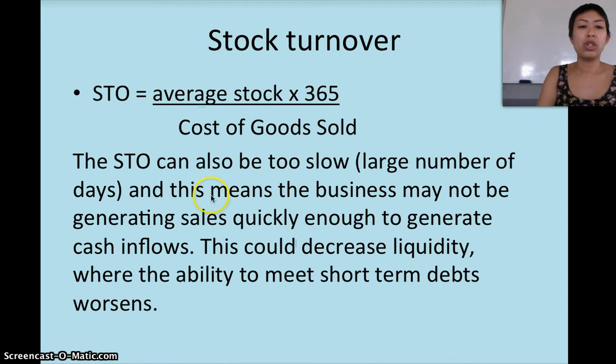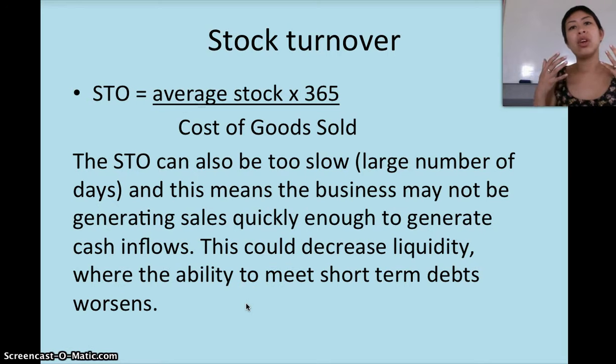Similarly, we don't want the stock turnover to be too slow, and this is the more common problem that businesses have, which means they're taking a large number of days to turn stock into sales. So if the industry average is 30 days and our business is taking 40 days, this means that the business may not be generating sales quickly enough to generate cash inflows. This will in turn decrease liquidity, which means that the ability to meet short-term debts worsens.